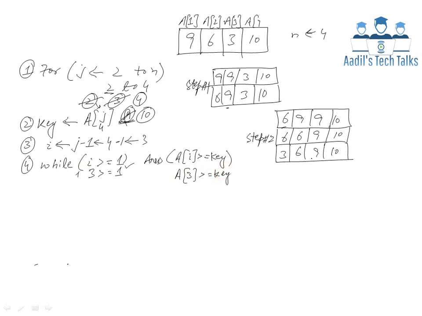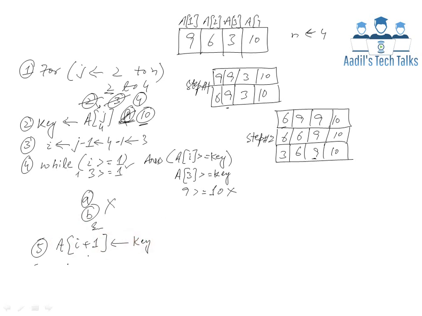Now the value on location 3 is 9, and the value stored temporarily in key is 10. Is 9 greater than or equal to key? No, 9 is not greater than or equal to key. So the while loop, step number A and B, means the while loop will not be executed. And we move to step number 5. Step number 5 is a[i+1] gets key.